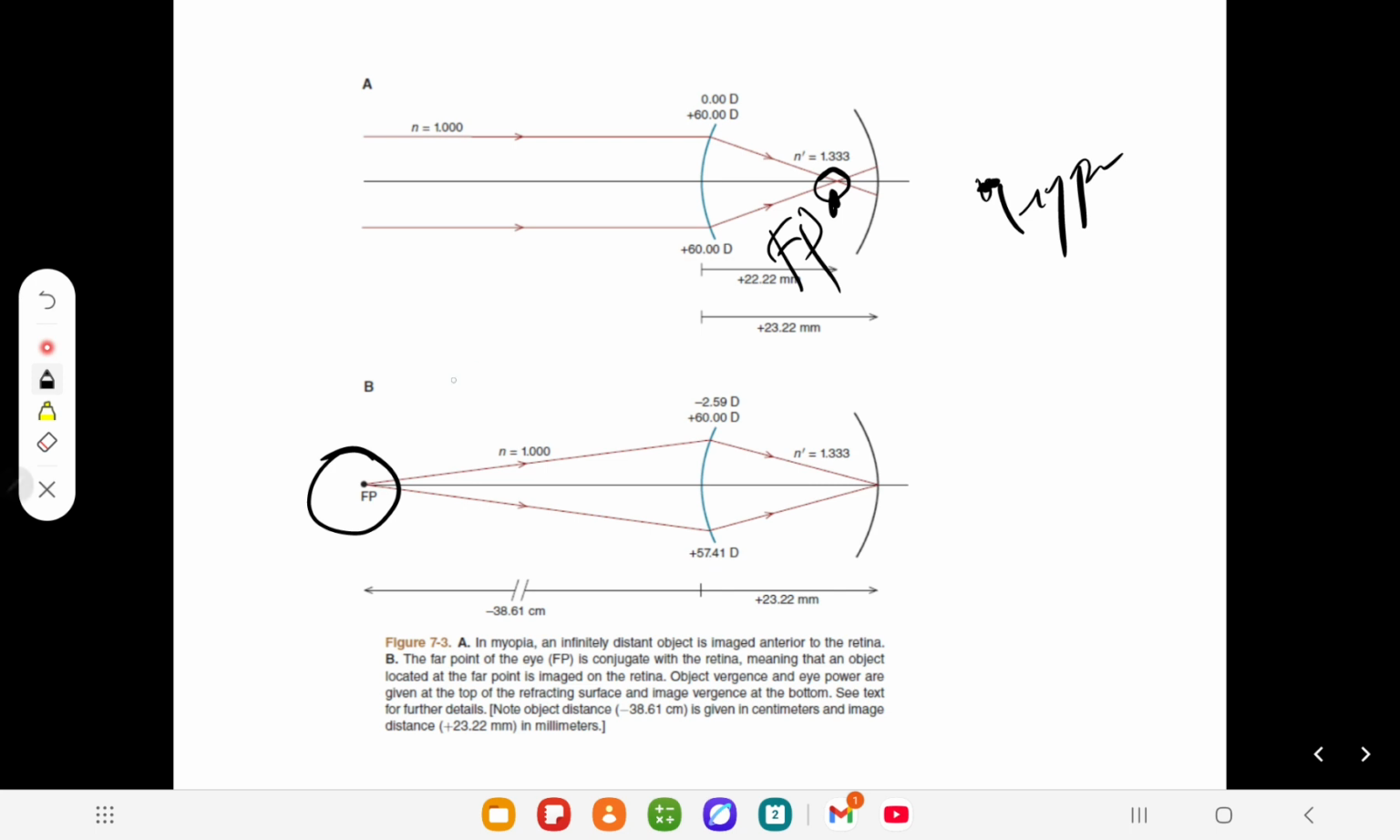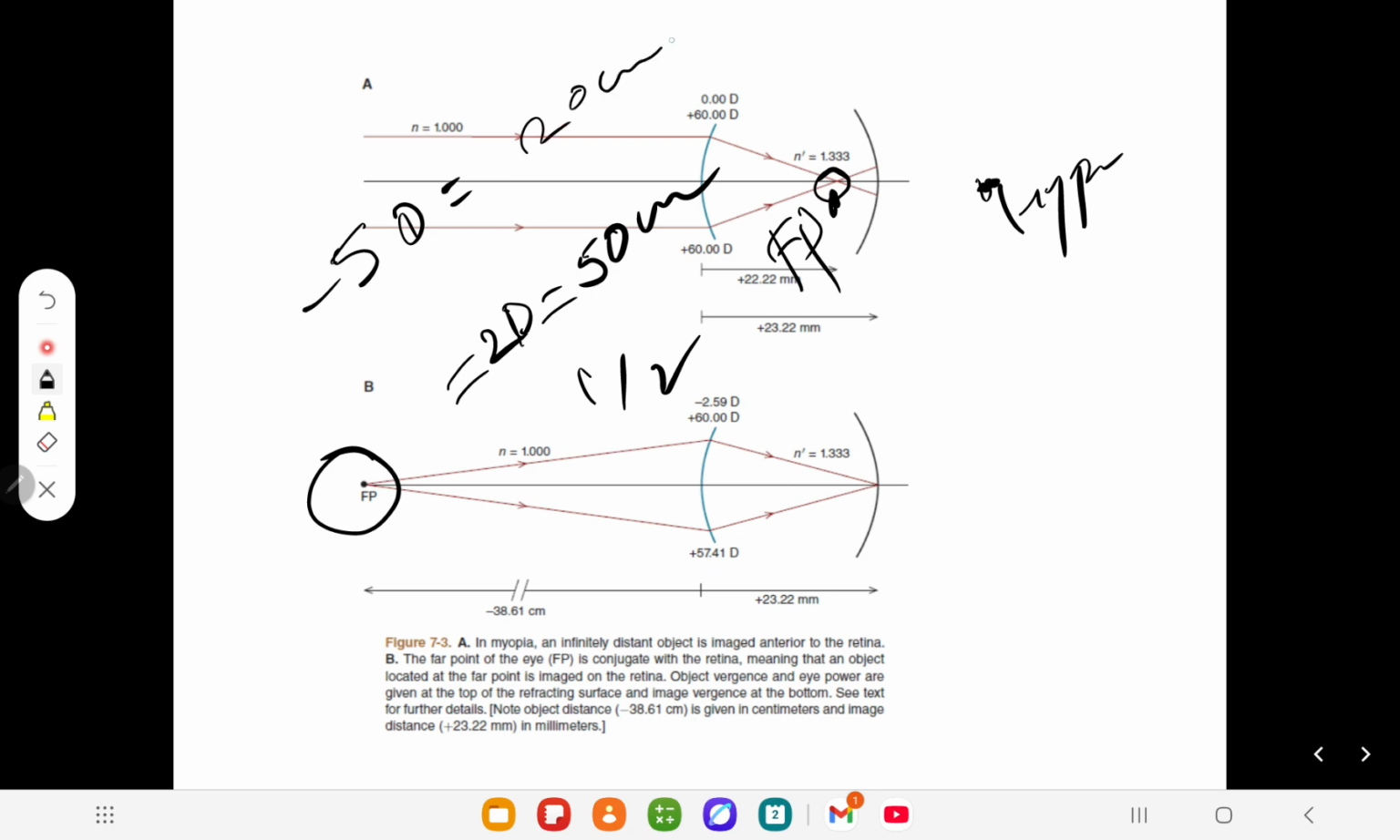Let's take an example. If someone is minus 2 diopter myopic, then his far point must be 50 centimeters, isn't it? 1 divided by 2 is 50 centimeters. If he is minus 5 diopter myopic, then the far point must be 20 centimeters, isn't it? But 20 centimeters and 50 centimeters are finite distances, between his eye and infinity.